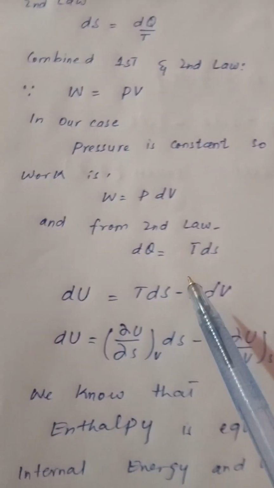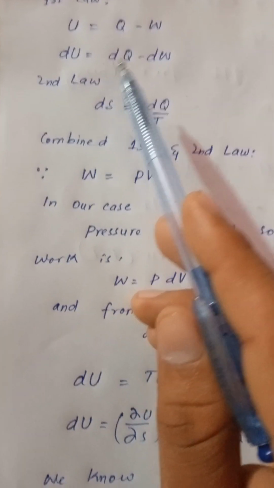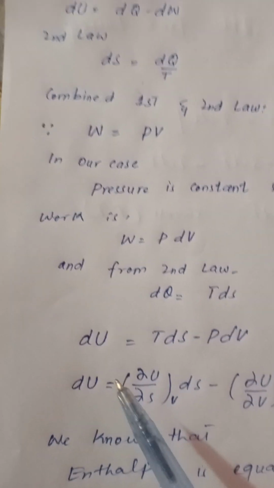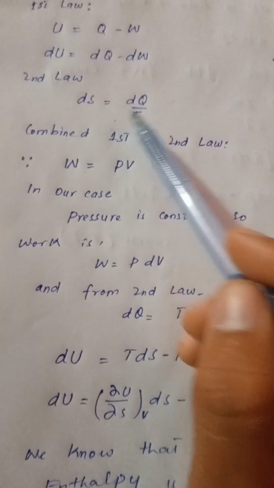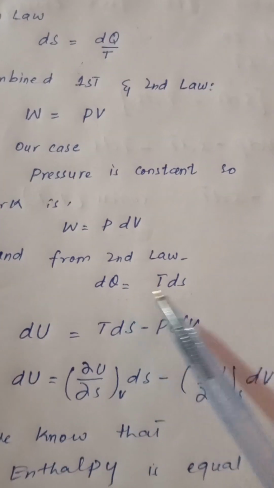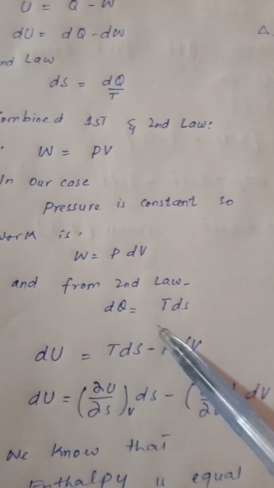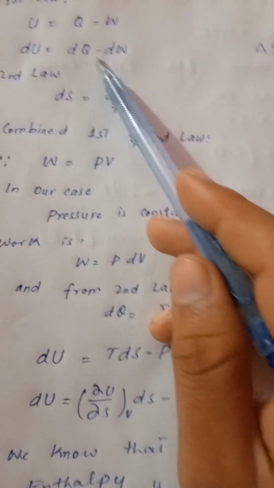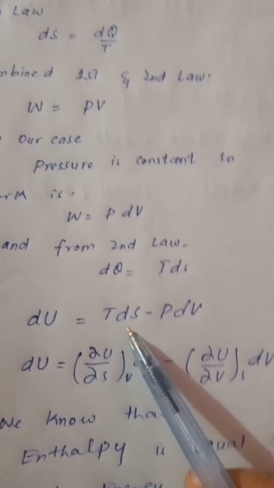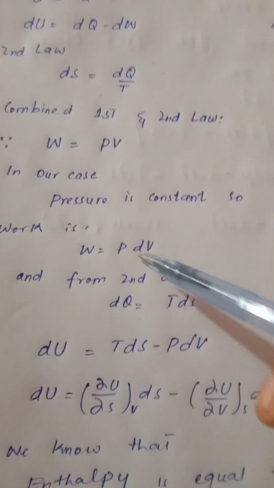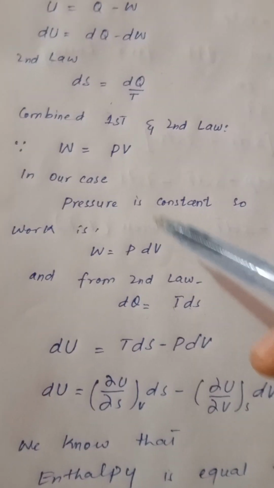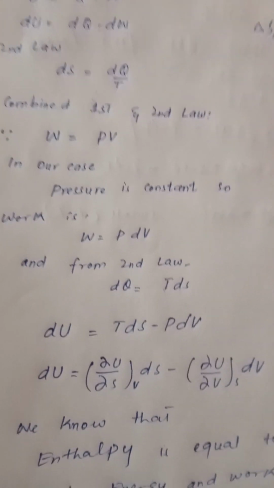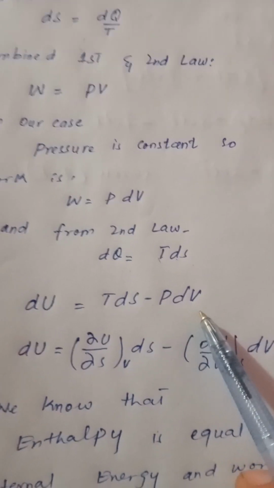dQ is equal to TdS. Then we know that dU is equal to dQ minus dW. dU is the change in internal energy of the system. Here we take dQ equal to TdS, so we put TdS in place of dQ. This is TdS minus dW, and we know that dW is equal to PdV. Then we put PdV in the place of dW.